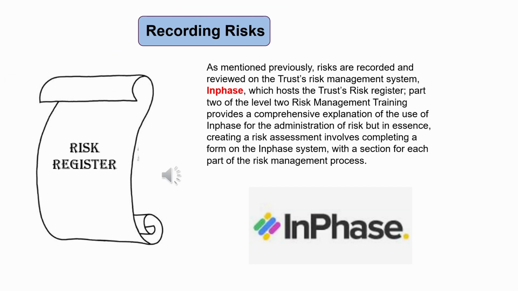As previously mentioned, risks are recorded and reviewed on the Trust's risk management system, InPhase, which hosts the Trust's risk register. Part 2 of the Level 2 risk management training provides a comprehensive explanation of the use of InPhase for the administration of risk, but in essence, creating a risk assessment involves completing a form on the InPhase system with a section for each part of the risk management process.